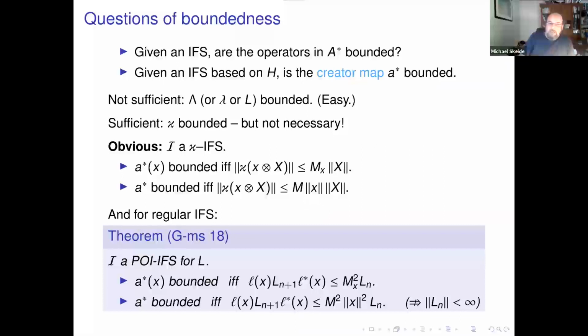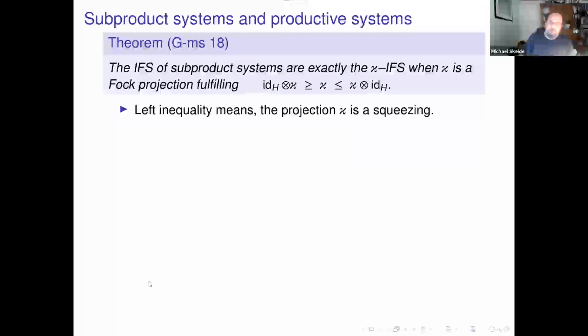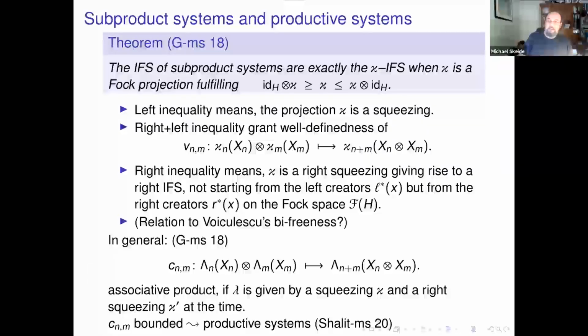With kappa, we are a bit better off. And let me just show the last slide. This is about the class that has already been studied. Kappa should be a projection to come from a subproduct system. And this inequality shows that kappa is a squeezing, while this other inequality makes this product here well-defined. It's manifestly associative. And so this is the subproduct system structure, but my time is over.